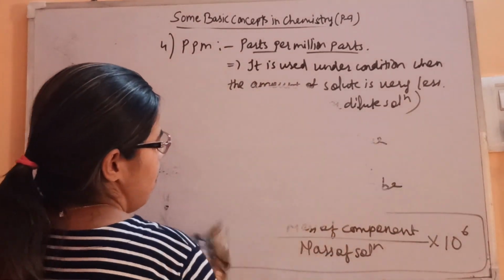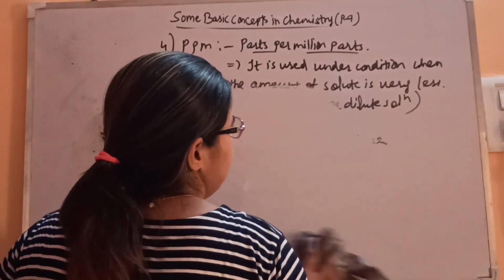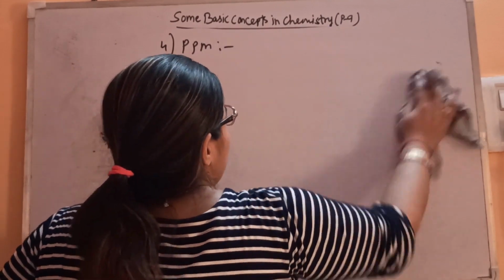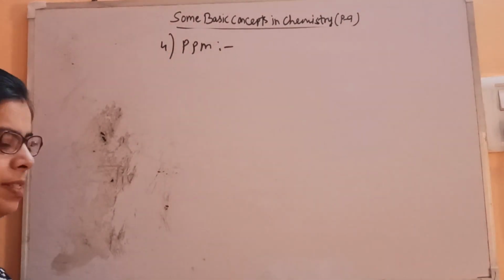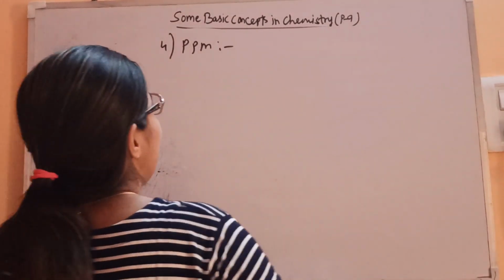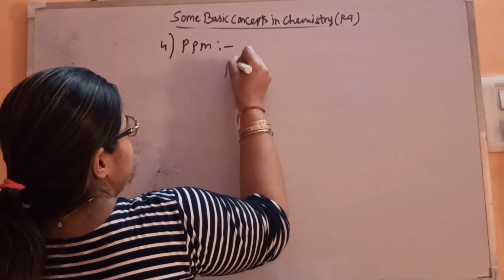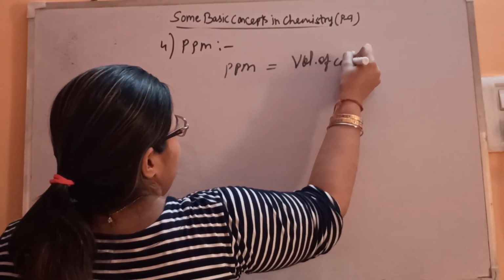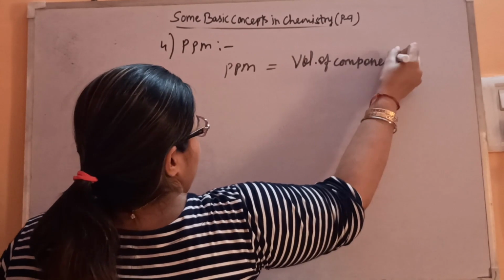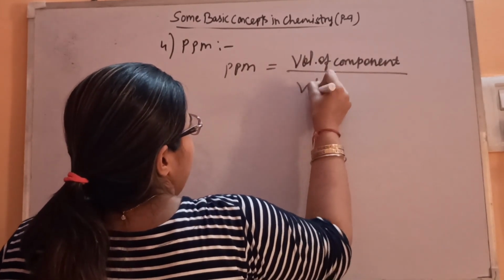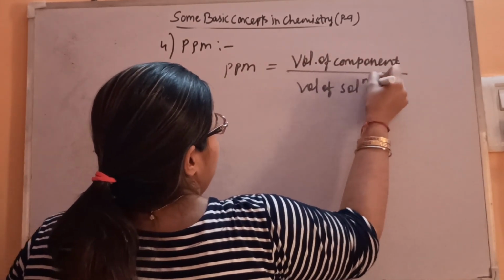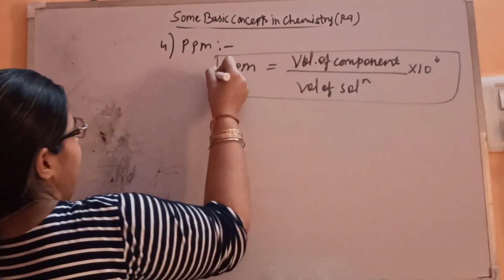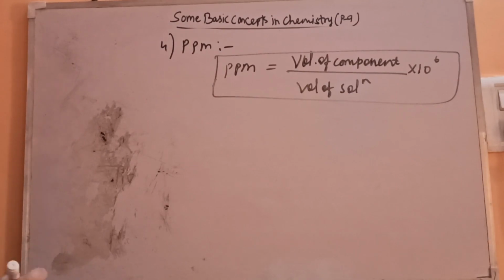So this is the main purpose of ppm, parts per million parts. Very, very important. It has to be used only when the concentration of solute is very, very less, because mass percent and volume percent are not accurate in that case. In terms of volume, volume of component divided by volume of solution into 10 to the power 6. So this is about the ppm. Okay, so let's see the next term.